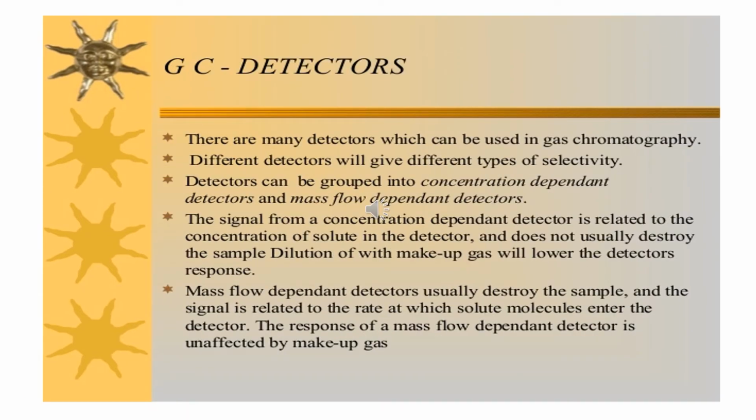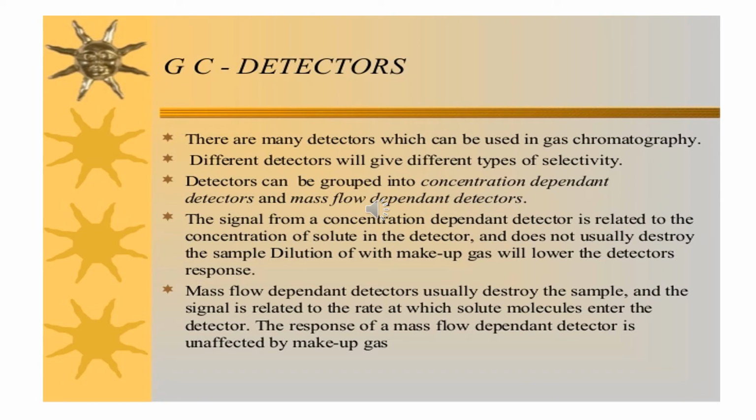GC detector. There are many detectors which can be used in gas chromatography. Different detectors will give different types of selectivity. Detectors can be grouped into concentration dependent detectors and mass flow dependent detectors.